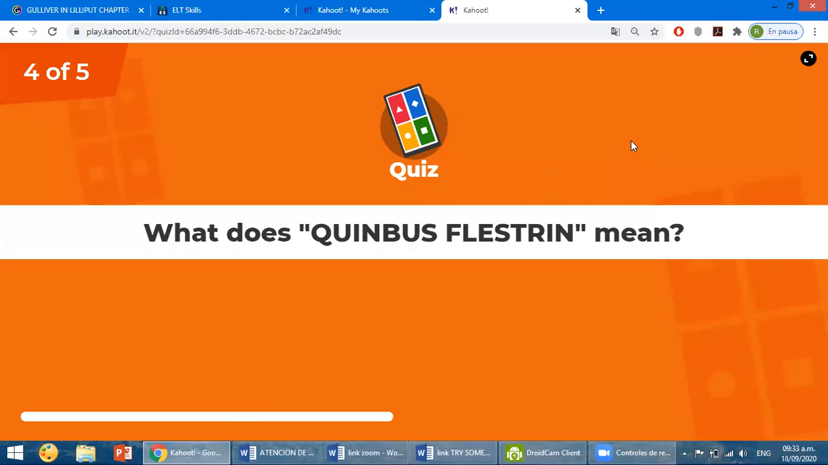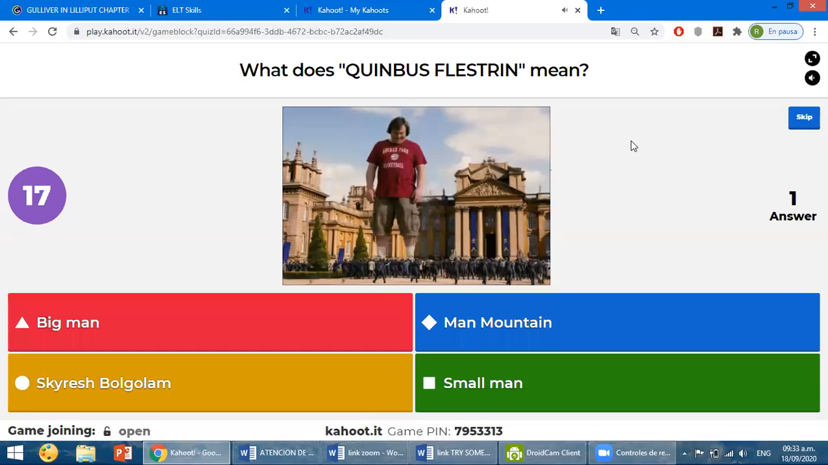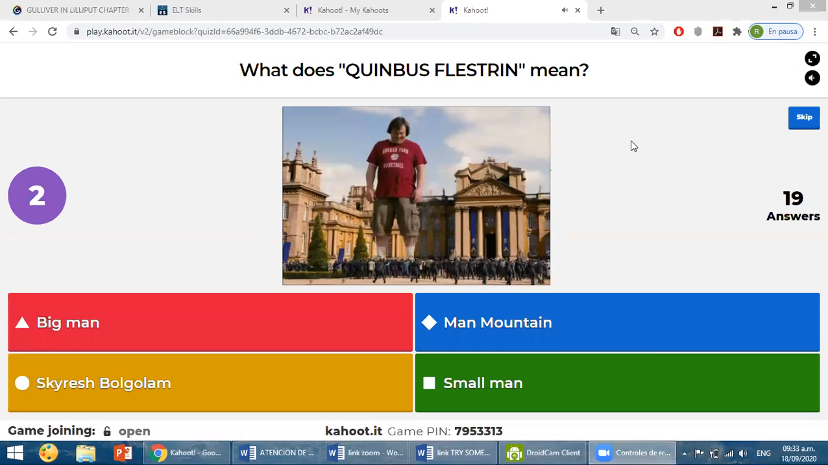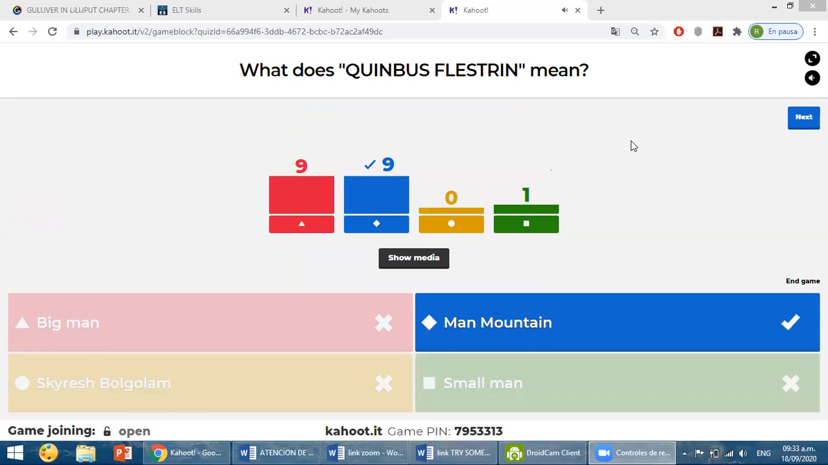What does Quinbus Flestrin mean? Man Mountain. Hombre montaña. That is the nickname the Lilliputians gave to Gulliver. Quinbus Flestrin. Okay? The Man Mountain. Because he was very, very tall, very big.